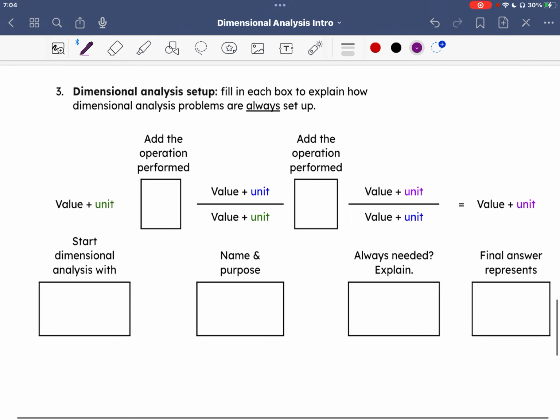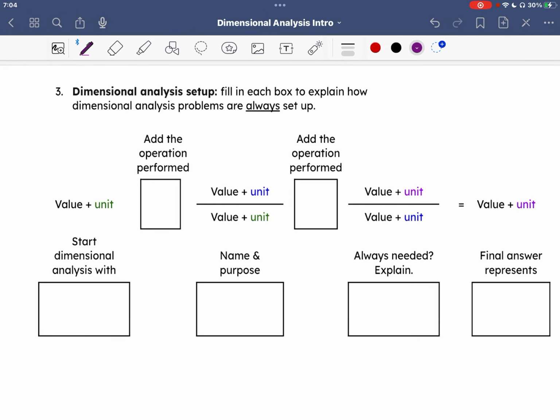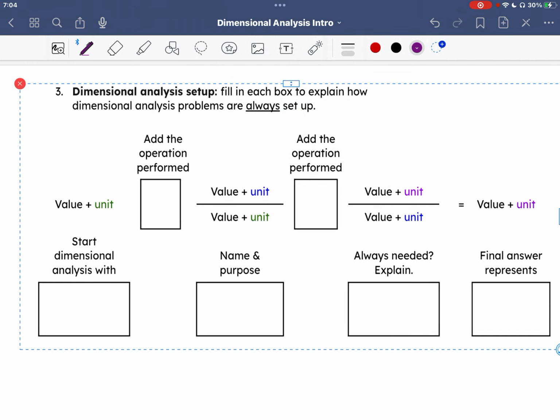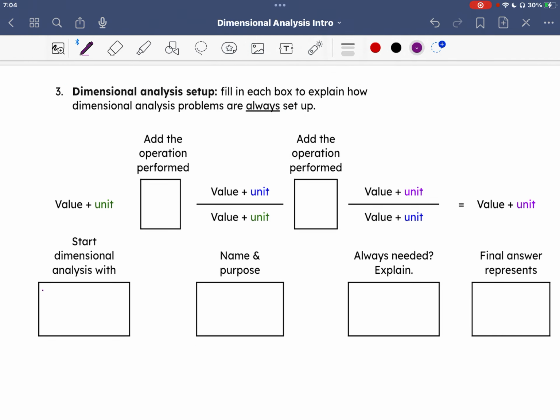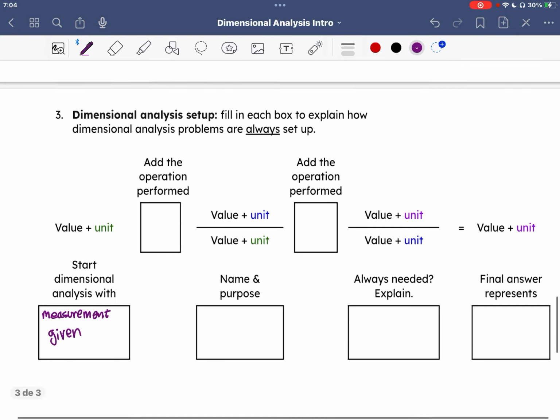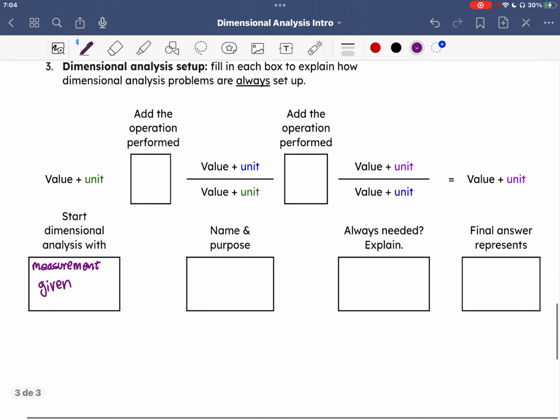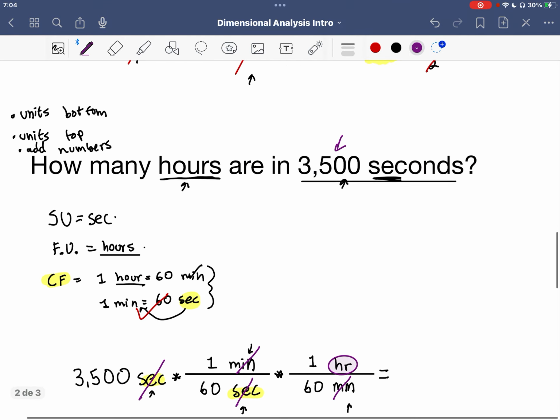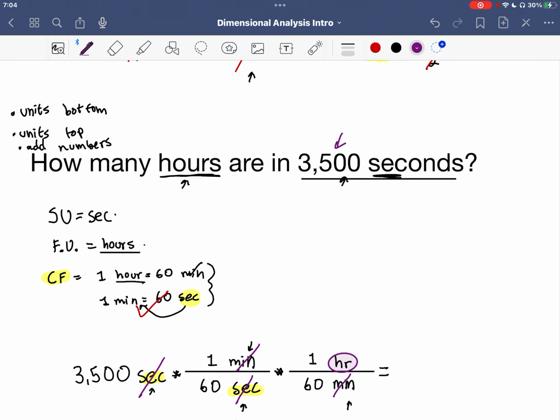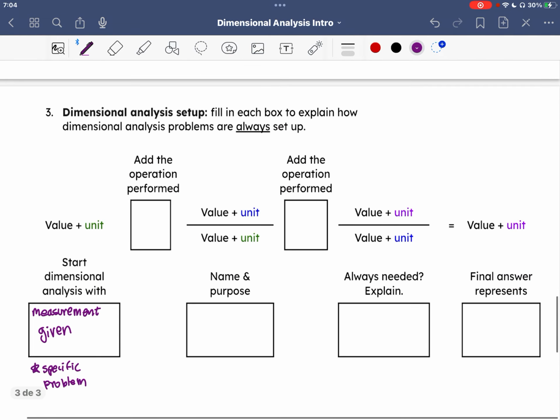Well, we always set them up the same way. We always start dimensional analysis with whatever measurement I'm given, or whatever starting value I'm given. So like here, it was 3,500 seconds. The thing that's specific to the problem. So in this case, I want to know about 3,500 seconds specifically. That's what I'm going to start with.